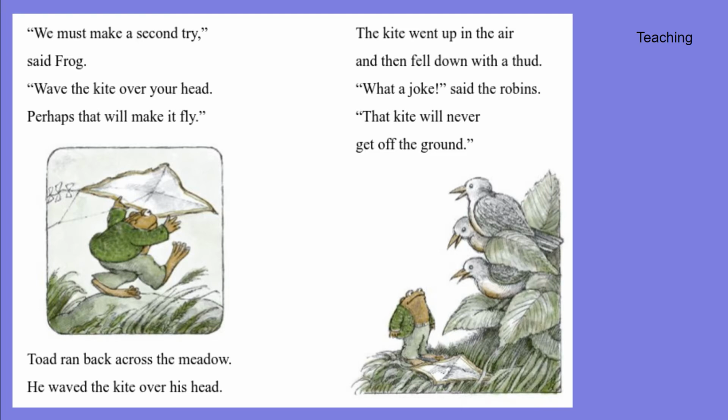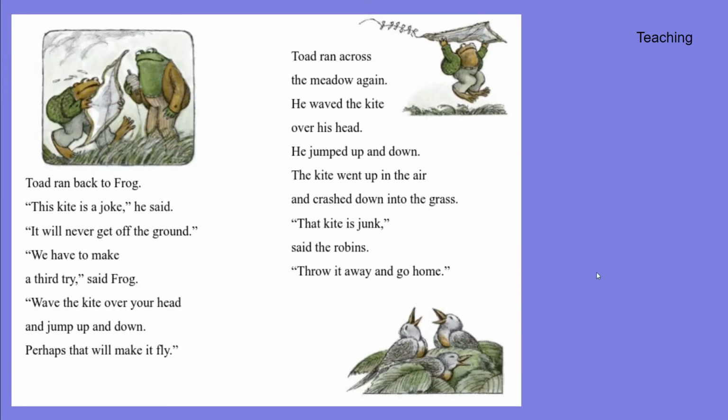Toad ran back across the meadow. He waved the kite over his head. The kite went up in the air and then fell down with a thud. What a joke, said the robins. That kite will never get off the ground. Toad ran back to Frog. This kite is a joke, he said. It will never get off the ground. We have to make a third try, said Frog. Wave the kite over your head and jump up and down. Perhaps that will make it fly.